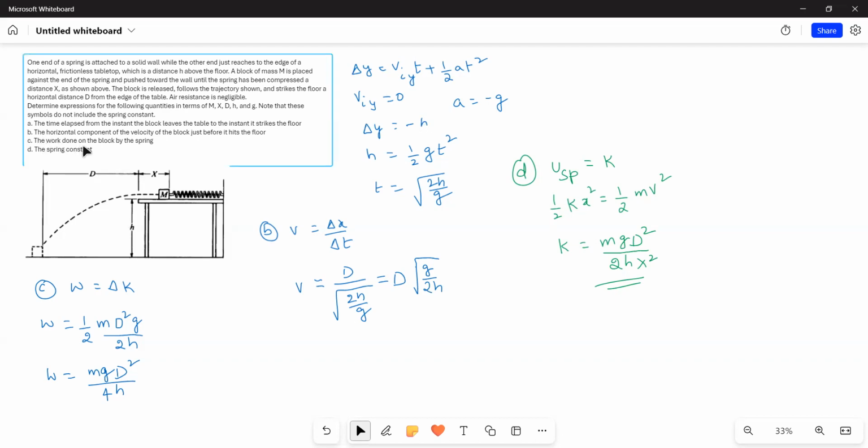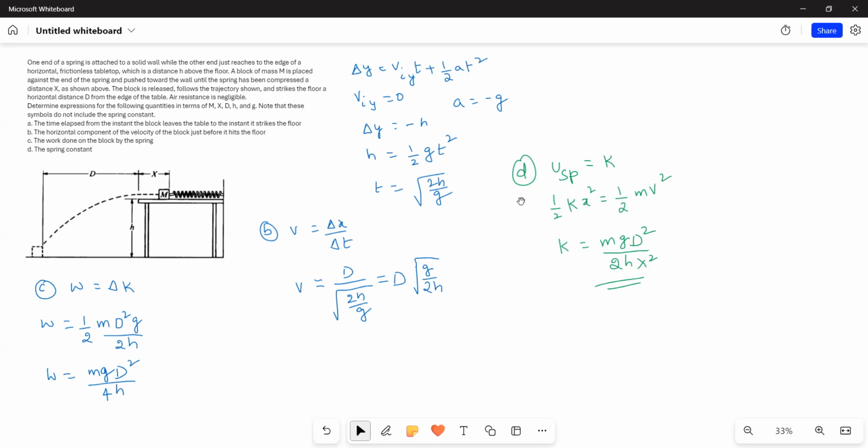Next, the work done on the block by the spring. So the spring is pushing the block. Work done on the block means the block has kinetic energy. Okay, the block is moving with a velocity v, so it has kinetic energy. So W is equal to delta K is equal to half m v squared. Instead of v, we will plug in this value, and then we get W is equal to m g d squared by 4h.